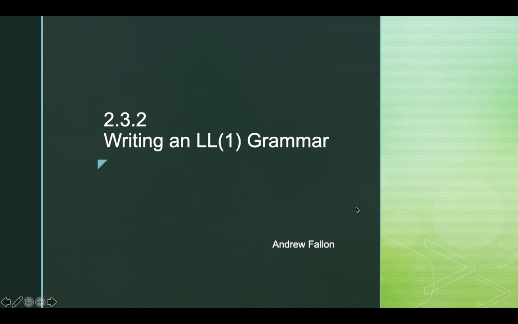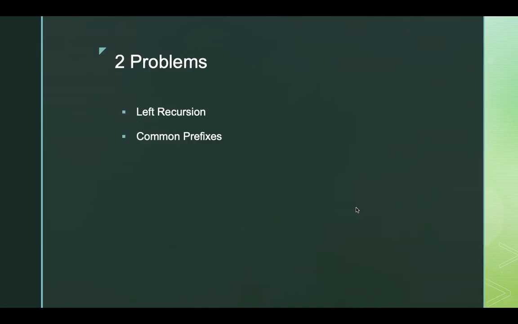And I'll be talking about writing an LL1 grammar from the textbook. So basically, there's two problems that can show up when you're trying to write an LL1 grammar.